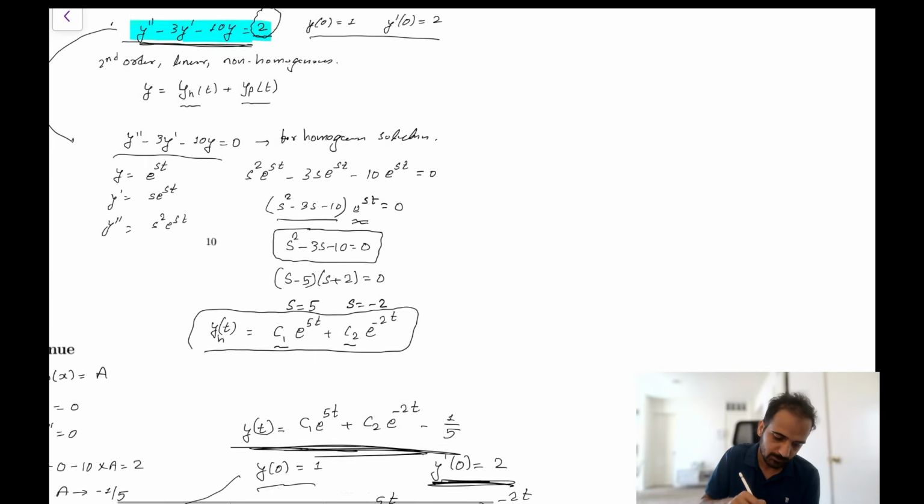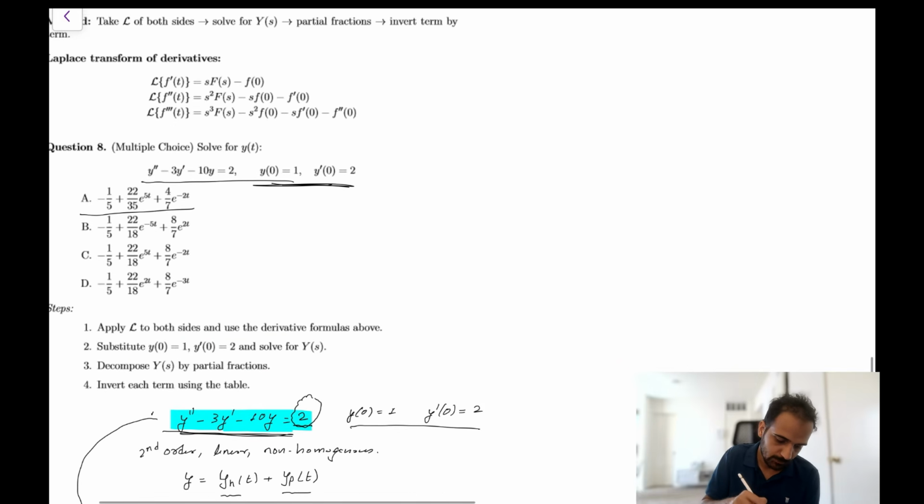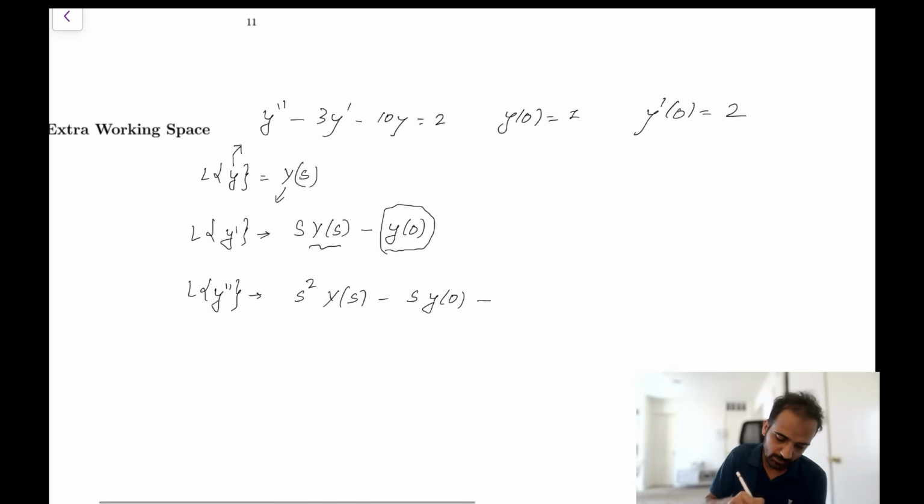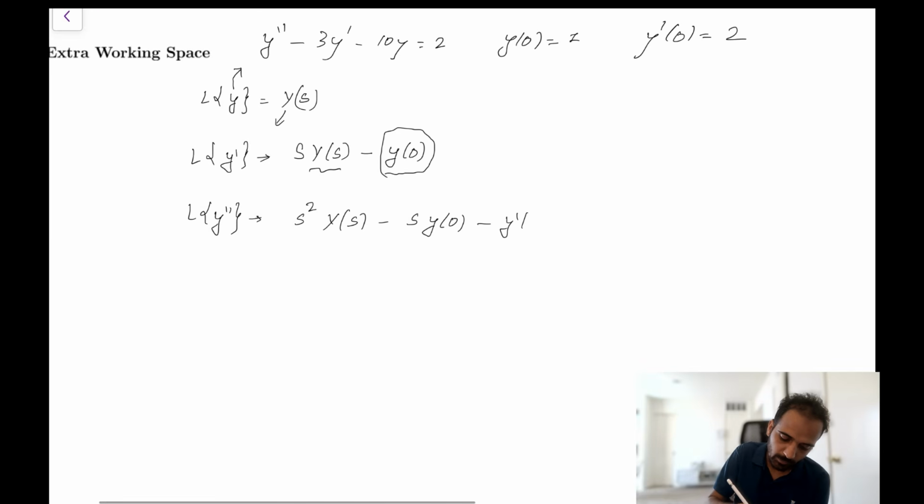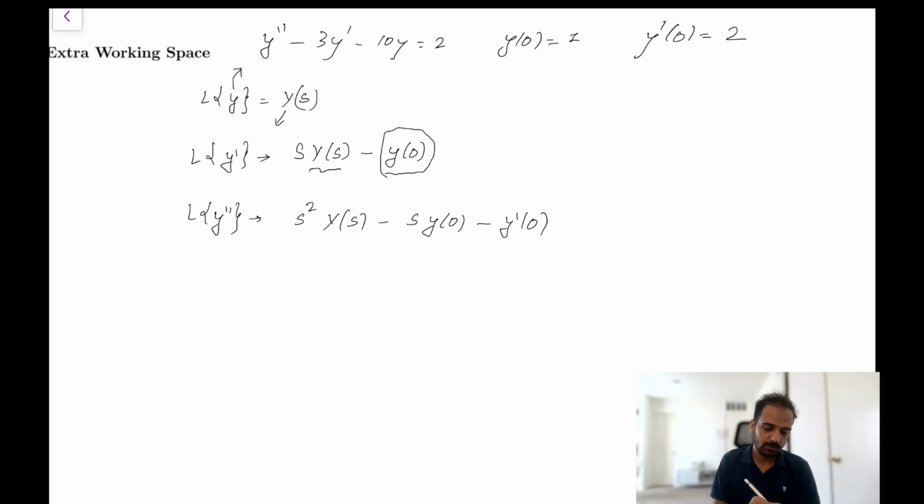So the next is, for the second derivative, the Laplace transform of y double prime is s square Y of s minus s y of 0 minus y prime of 0. This is for the second derivative. And these formulas are important if you have to solve the ODEs by using the Laplace transform.